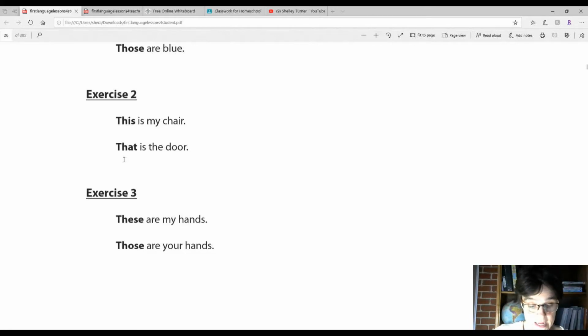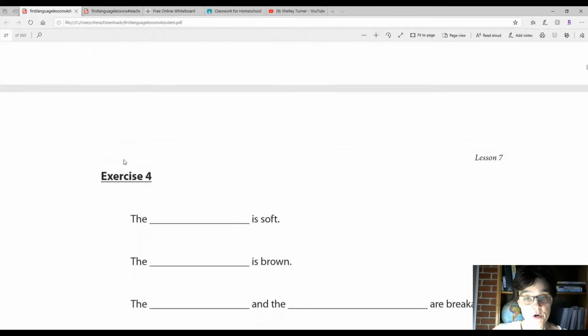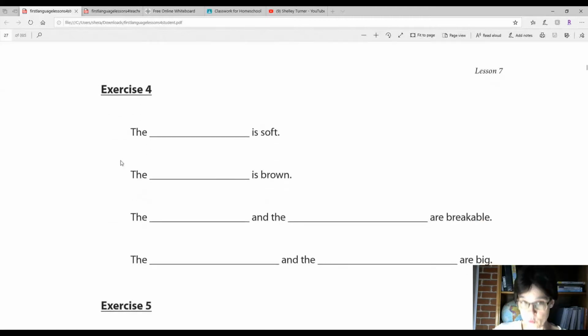All right, let's look at exercise 3. These are my hands. Those are your hands. Okay? You use the pronoun these when you're pointing out something that's close to you again. Use the pronoun those when you're pointing out something that's farther away. All right, now let's look around the room where you are. We're going to move on to exercise 4.